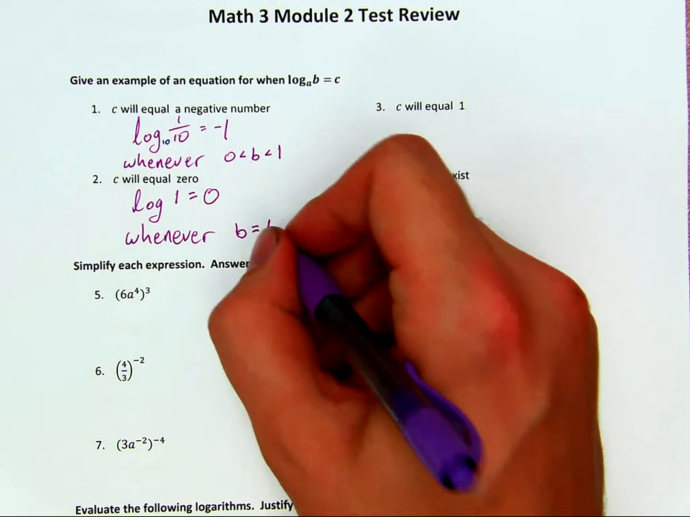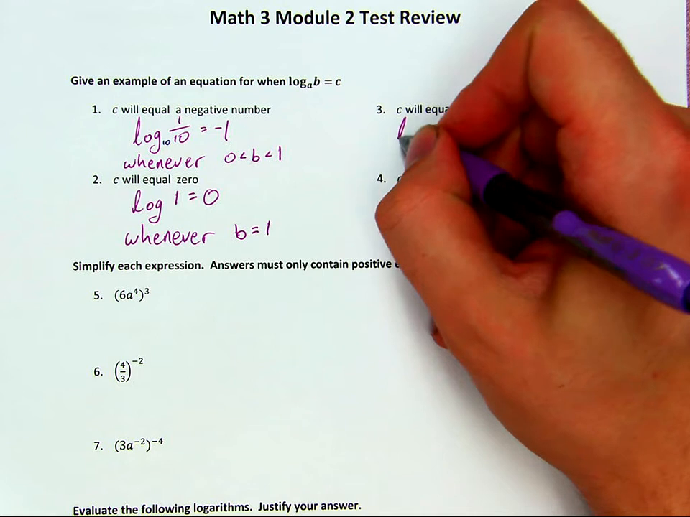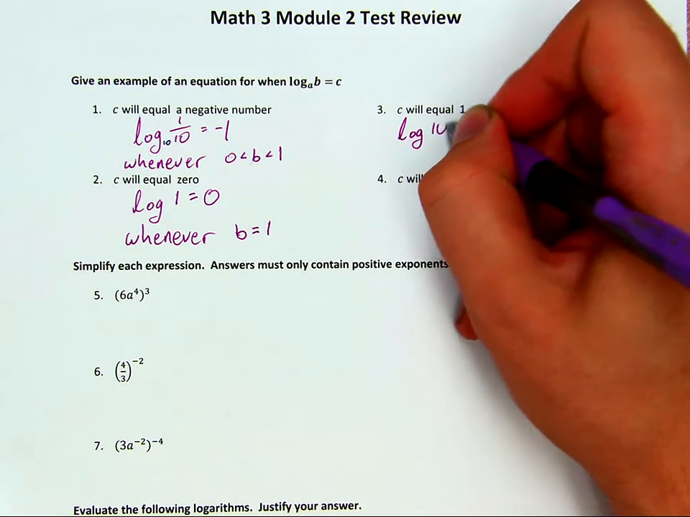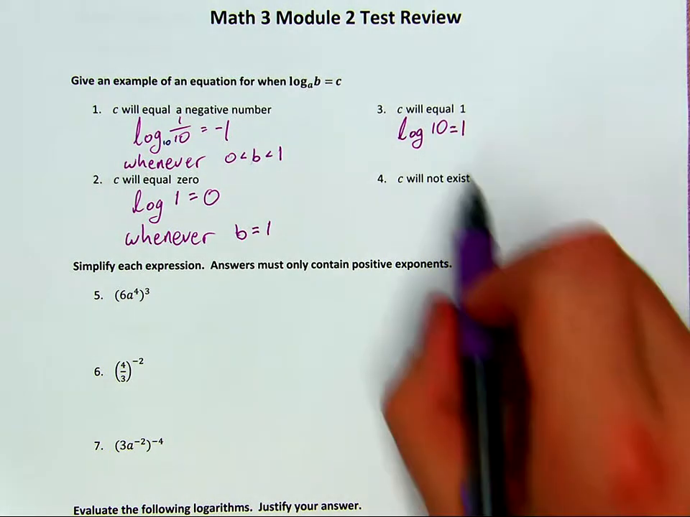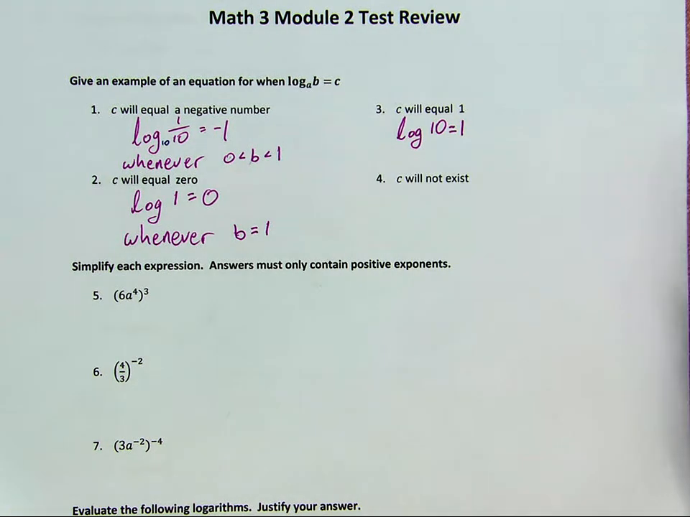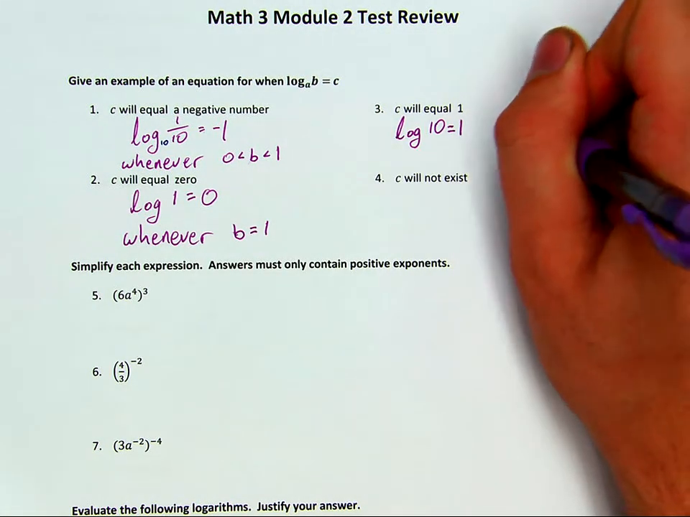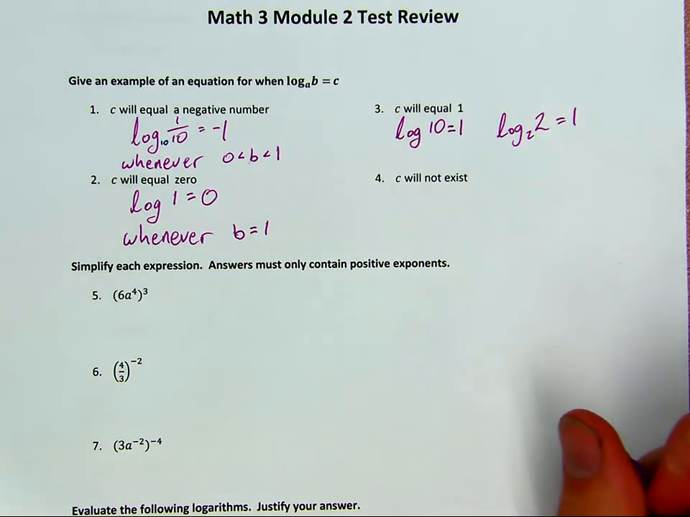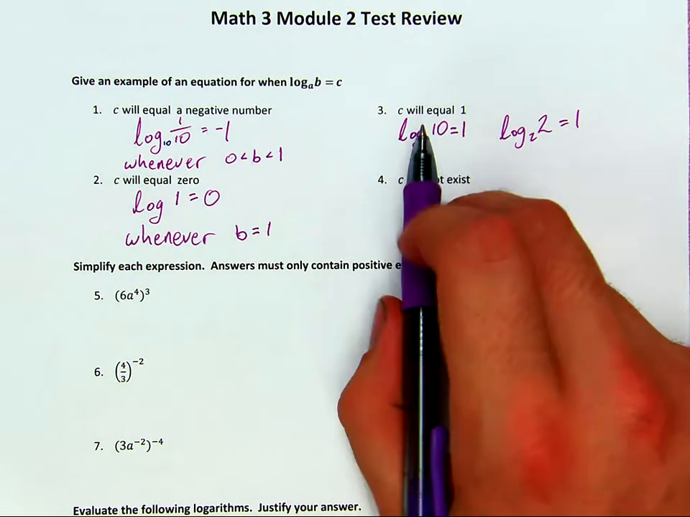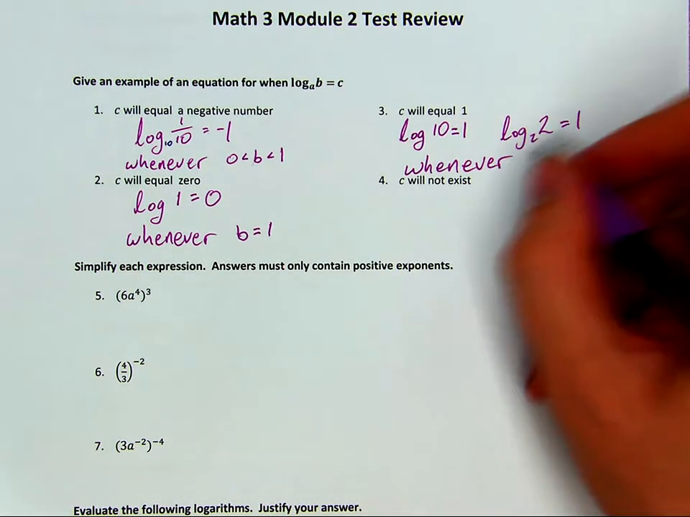Next is number 3. Number 3, c will equal 1. Here, my example will be log of 10 equals 1. And again, our base is 10, so we're thinking log base 10 of 10 is equal to 1. Another example we could have would be log base 2 of 2 equals 1. So c will equal 1 whenever your a value, in this case a is your base, will equal b.